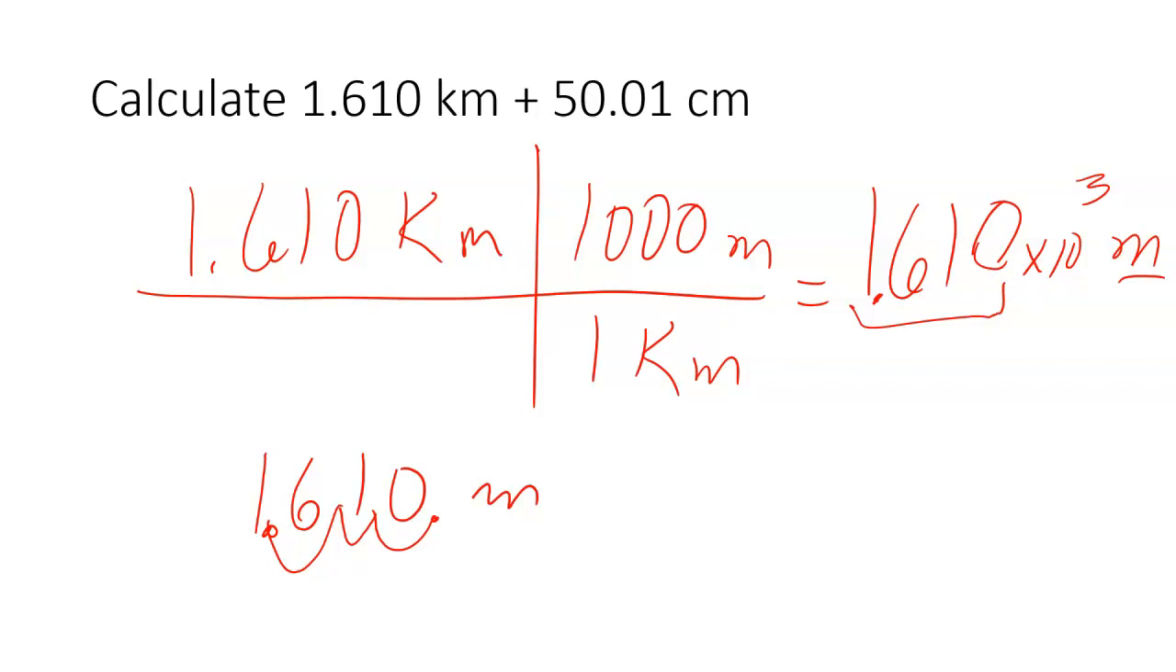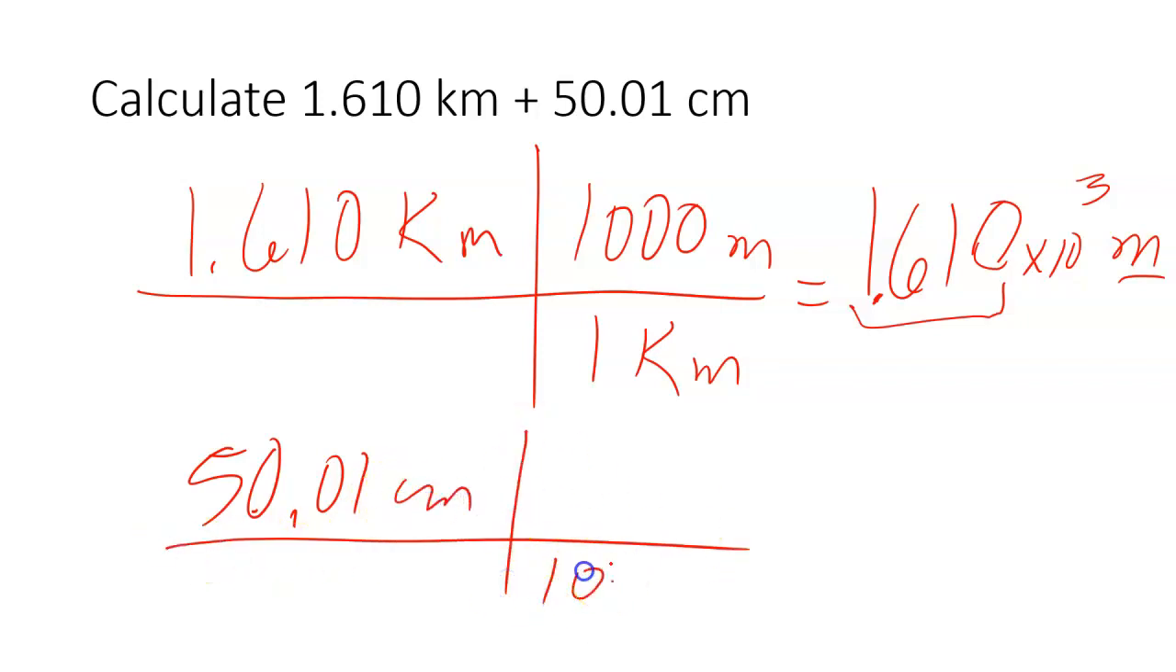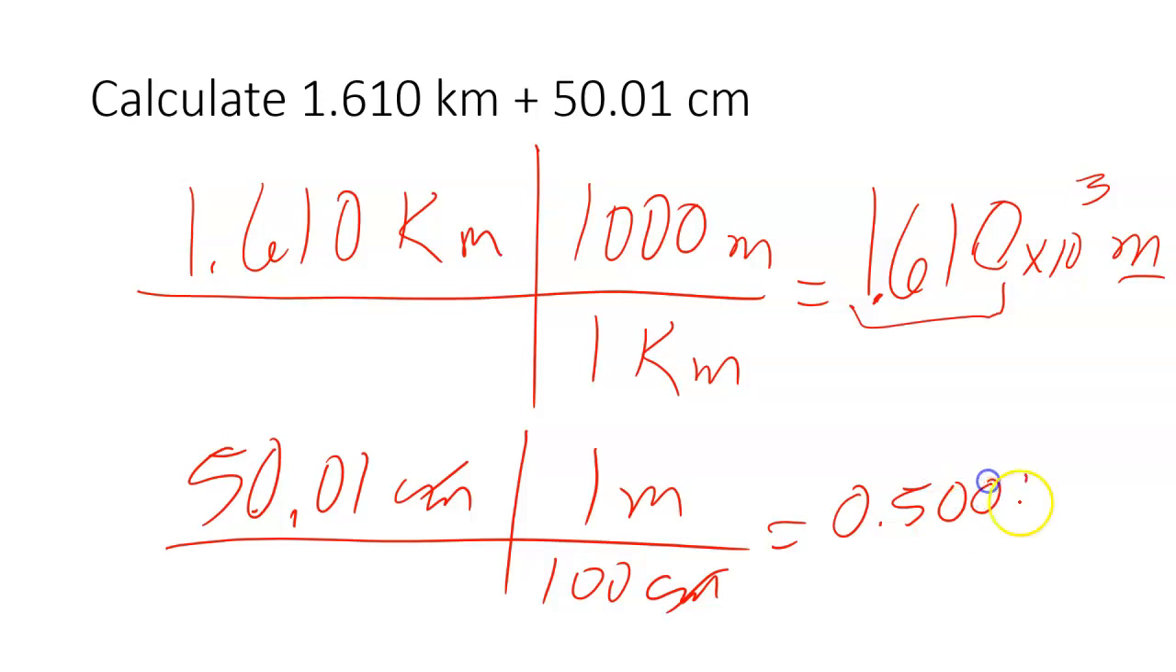Now, the reality is that we don't really need that if you are keeping tabs while you're doing this exercise. So I'm going to continue doing the exercise so you will see what happens, okay? So you have 50.01 centimeters, and you know that 100 centimeters equals 1 meter, right? So you cancel centimeters, you divide by 100. Therefore, in meters, you will have 0.5001 meters. Okay.